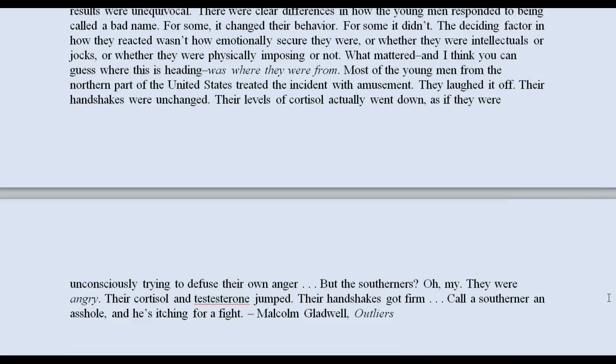But the Southerners, oh my, they were angry. Their cortisol and testosterone jumped. Their handshakes got firm. Call a Southerner an asshole and he's itching for a fight. And that's from, as I said, Malcolm Gladwell, Outliers.